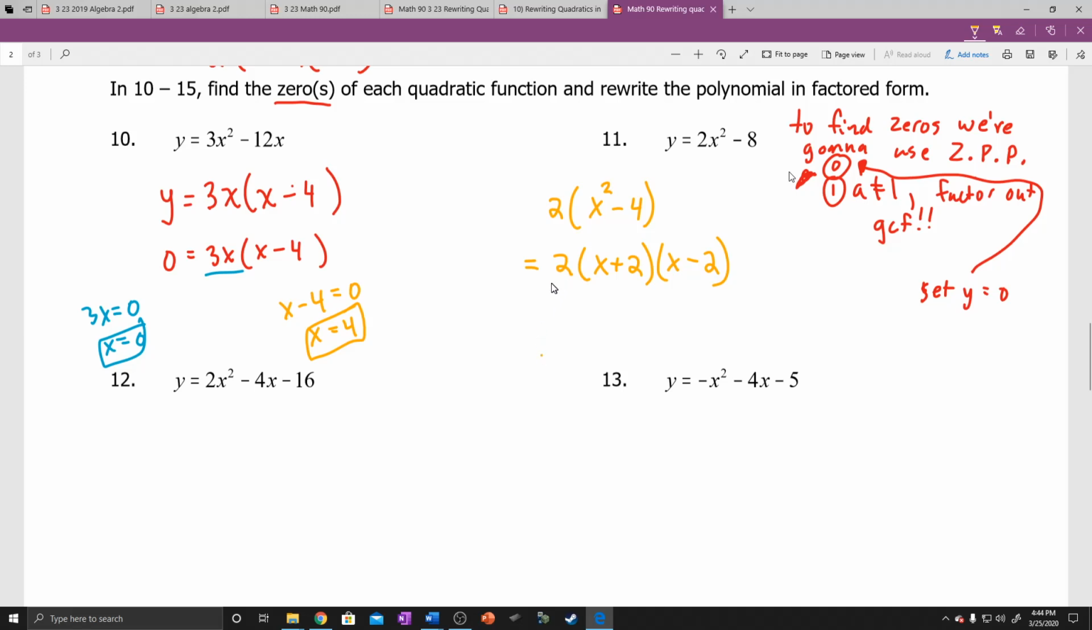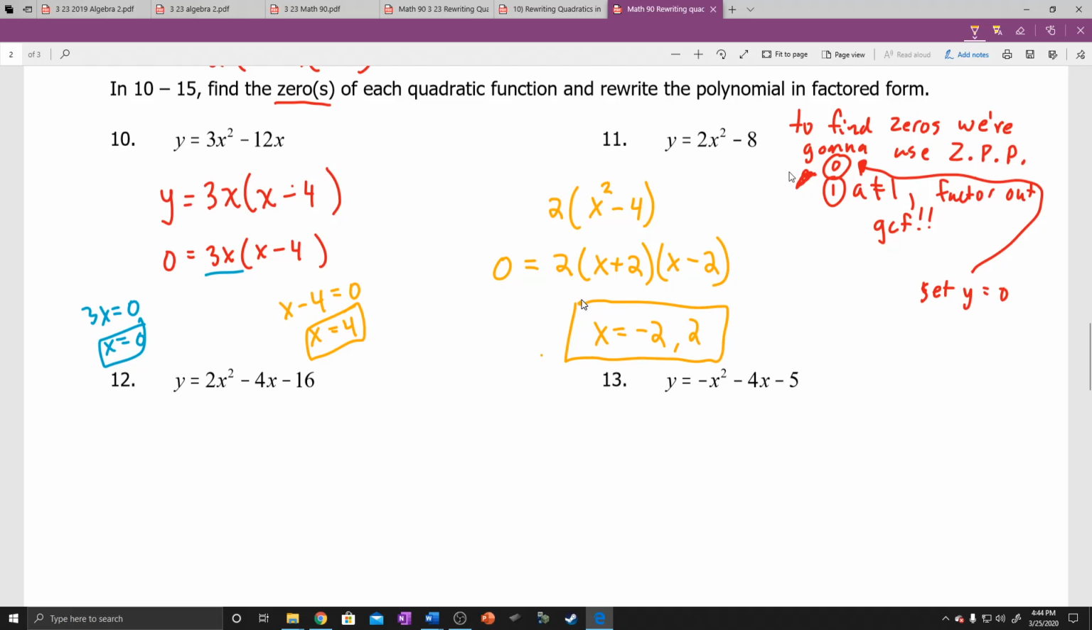When would 2 equal 0? Well, never. When would x plus 2 equal 0? When x is negative 2. And when would x minus 2 equal 0? Well, 2 minus 2 is 0, so when x is 2. These are my answers.